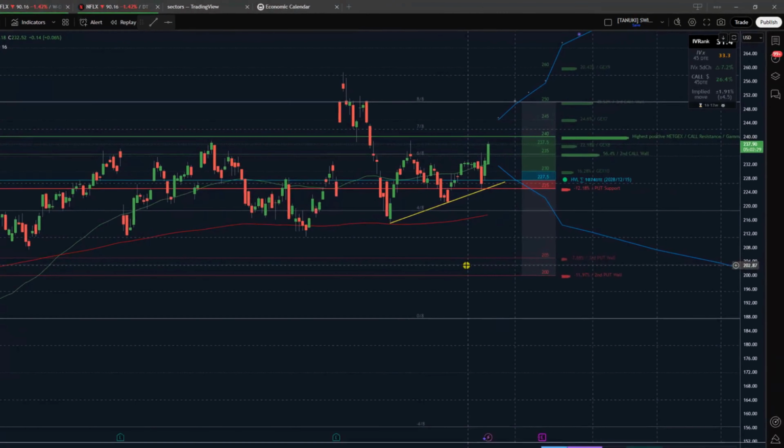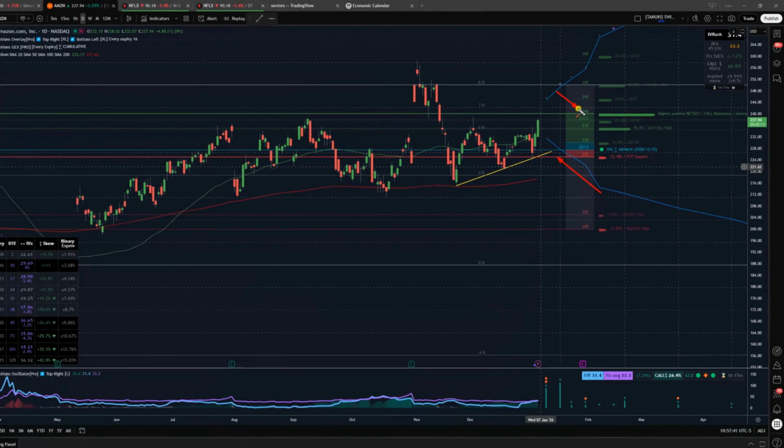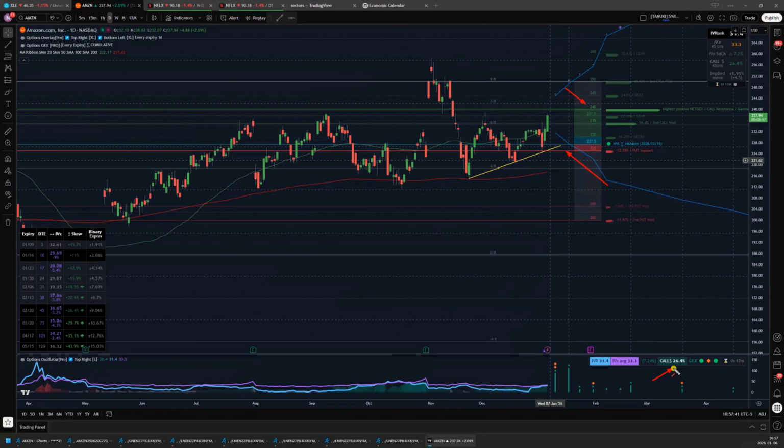Right now, what we are looking at is the Amazon daily chart. Using the TanukiTrade GEX indicators, you can see that right now there is a 225 put support on the downside, and there's a 240 core resistance on the upside. There is also a call skew, which means that calls are more expensive than puts. So the market sentiment is a little bit bullish.